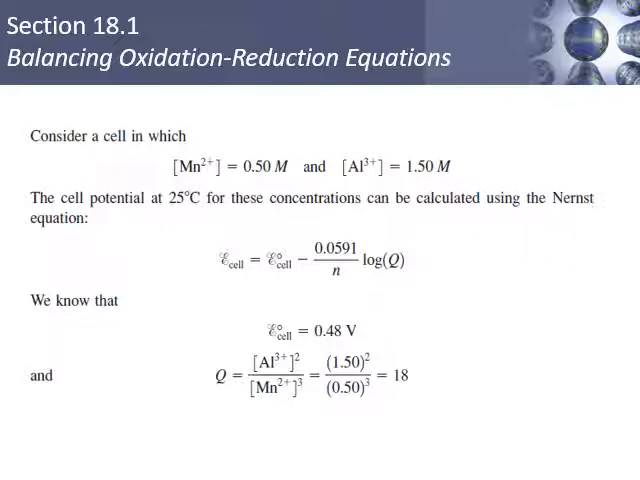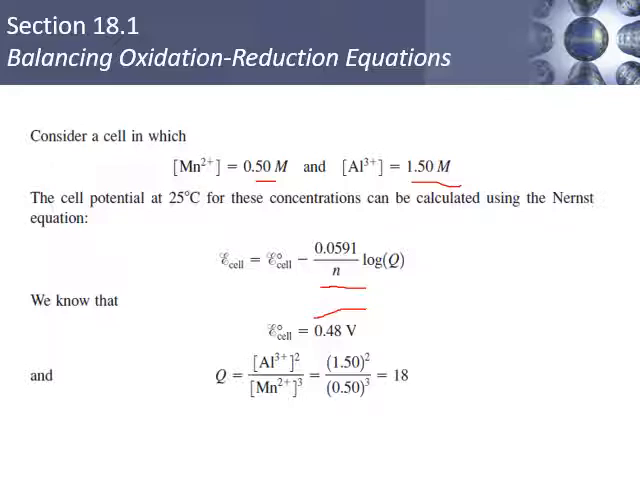So for this particular problem, they're telling us here that the Mn is 0.5 molar and the Al is 1.5 molar. So here's our equation again. They also told us that the standard cell voltage is 0.48 volts, where they usually will make you do that part. So you'd have to look at the chart and figure out what the standard cell voltage is, just as we've done.